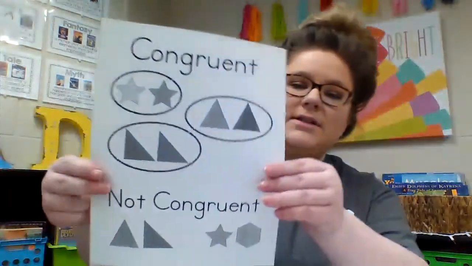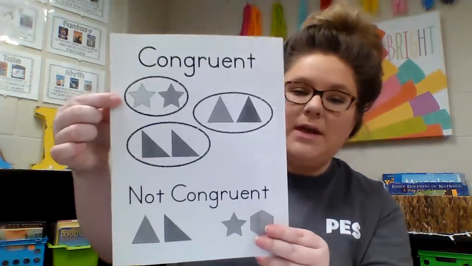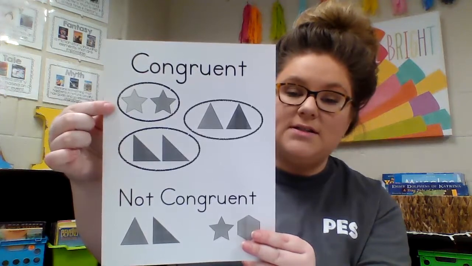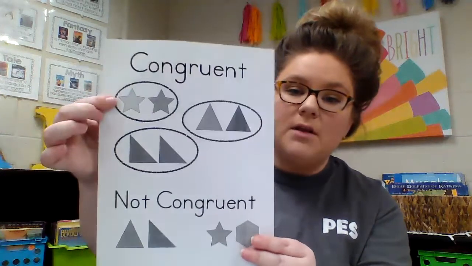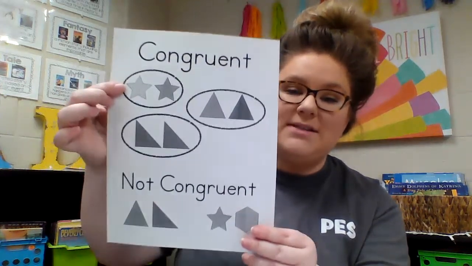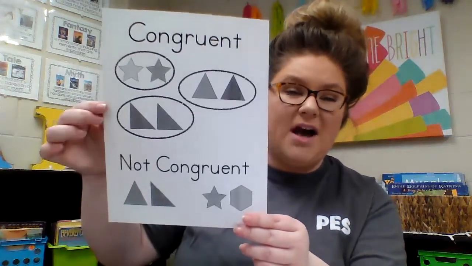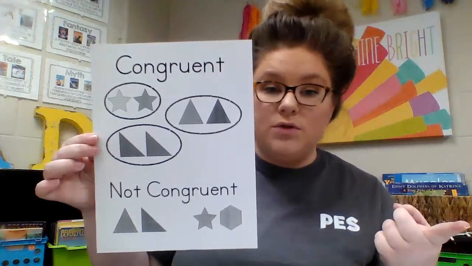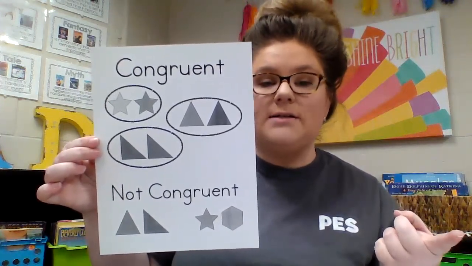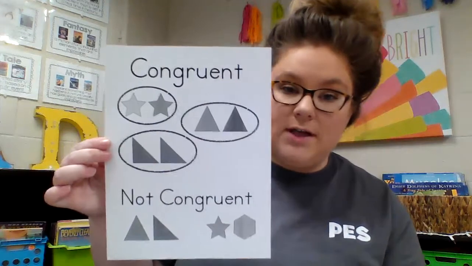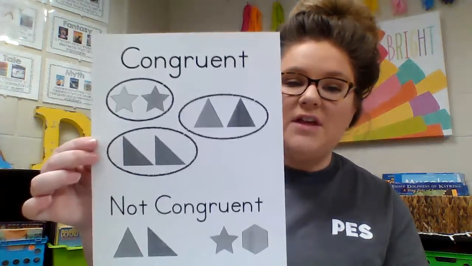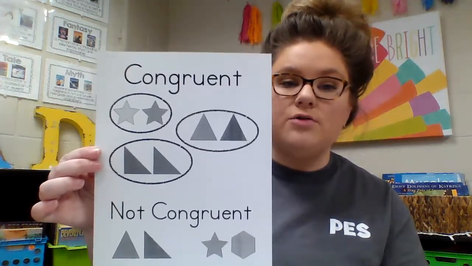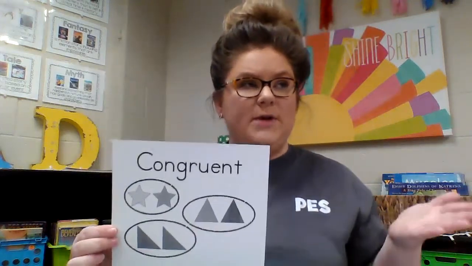Okay, so I have a little example here. These pairs of shapes would be what is considered congruent. They're the same shape and they're the same size. Here, however, would be examples of shapes that are not congruent. They're either the same shape and they're not the same size, or they're different shapes altogether. So I want you to think of that when you are trying to determine, is this pair of shapes congruent? You have to think, is it the same size and the same shape?